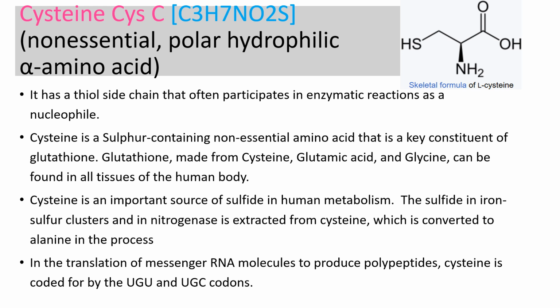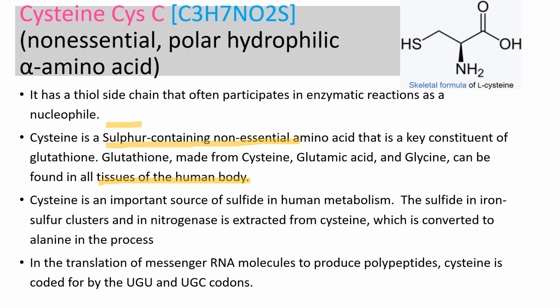So cysteine, like it has sulfur, so methionine and cysteine has sulfur. Certain questions will be asked, so remember that. Note that cysteine has a thiol side chain that often participates in enzymatic reactions as a nucleophile. So thiol side chain, cysteine is a sulfur containing non-essential amino acid that is a key constituent of glutathione. Glutathione made from cysteine, glutamic acid, and glycine can be found in all tissues of human body.